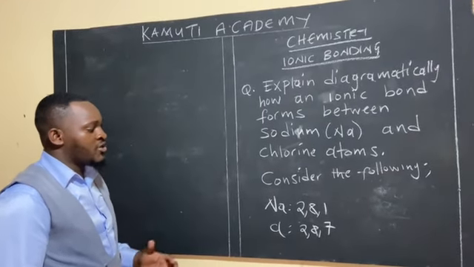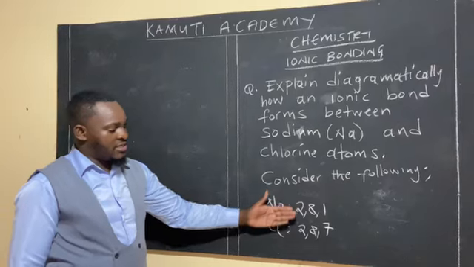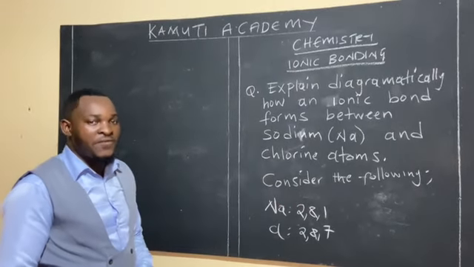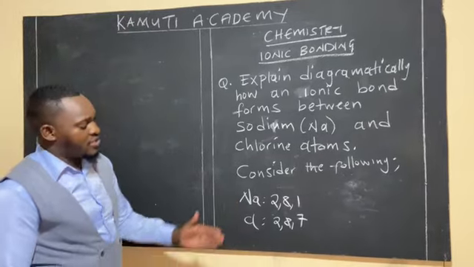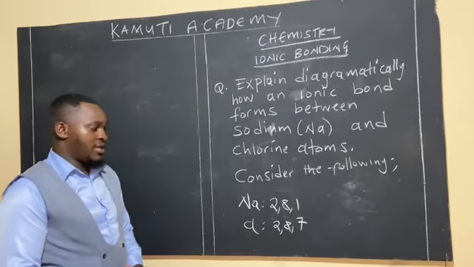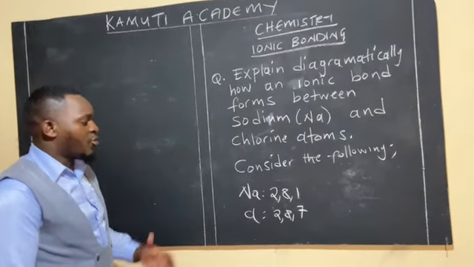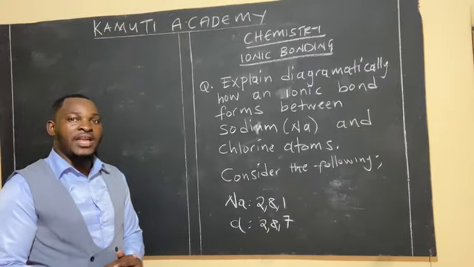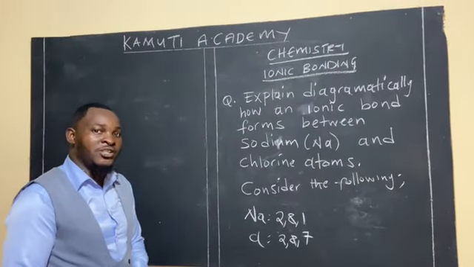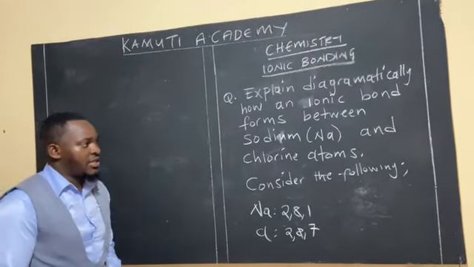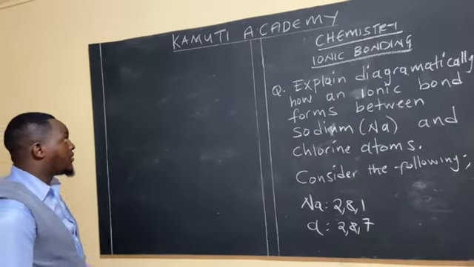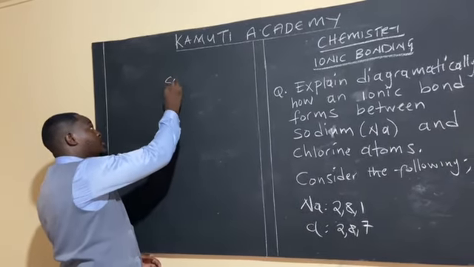Consider the following. They've given us what are called electronic configurations: the electronic configuration of sodium as well as the configuration of chlorine. If you don't know how to go about electronic configurations, I can do a separate video to just explain electronic configurations. Therefore, let us solve this question. So, the solutions.